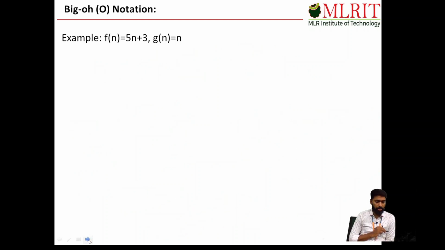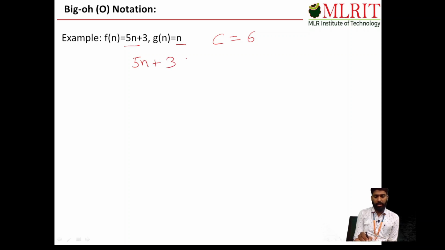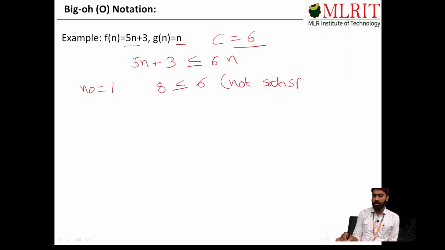Now pause the video and try to solve this problem, and assume c equals 6. So what is f of n? 5n plus 3, and g of n is n. 5n plus 3 less than or equal to 6n. We assume that c equals 6 here. Now take n naught equals 1. Substitute: 8 less than or equal to 6. Not satisfied. Take n naught equals 2: 13 less than or equal to 12. Not satisfied.